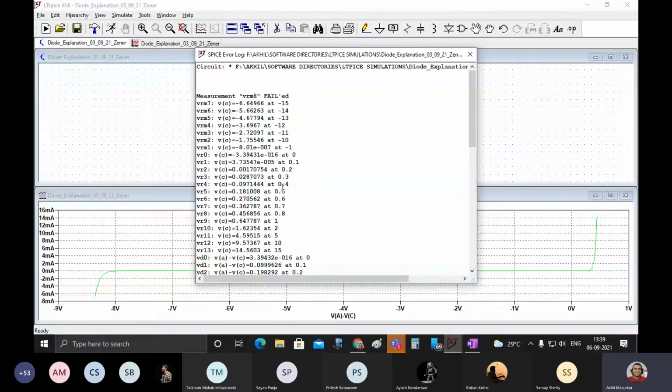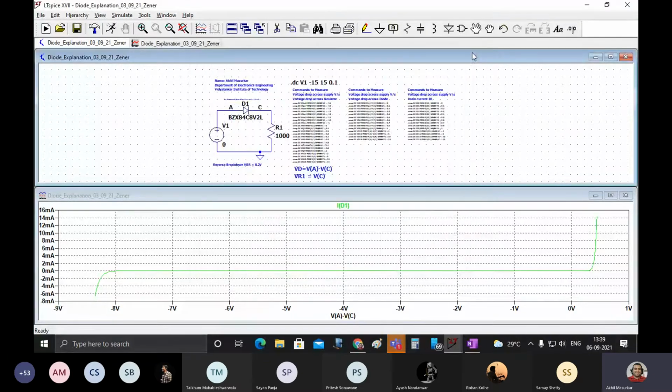But this is the voltage across the resistance. Now we want the voltage across the diode. So you will have to do the changes in the second one. Okay, can you do that and tell me?